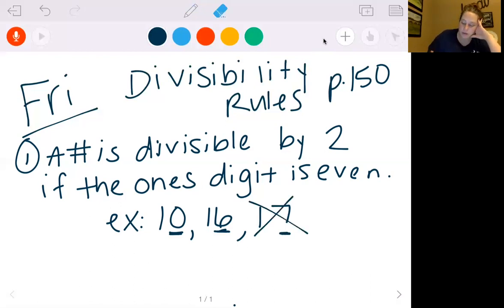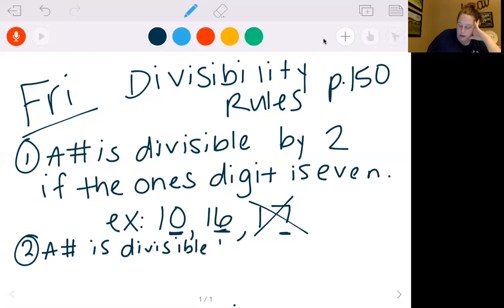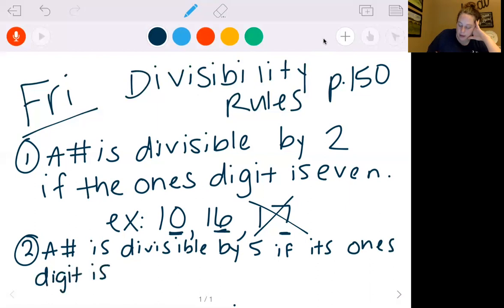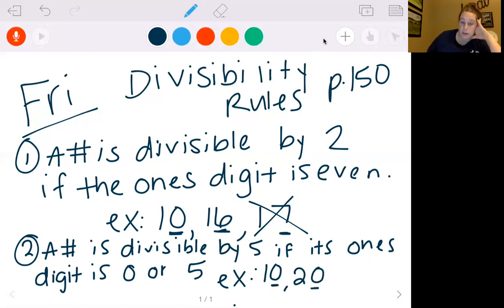Okay, I'm going to erase. Well, maybe I can put it in. We'll see if I can fit the second one. A number is divisible by 5 if its ones digit is 0 or 5. So for example, if I gave you 10, the ones digit is a 0 or a 5, so it works. 20, the ones digit is a 0, so it works.